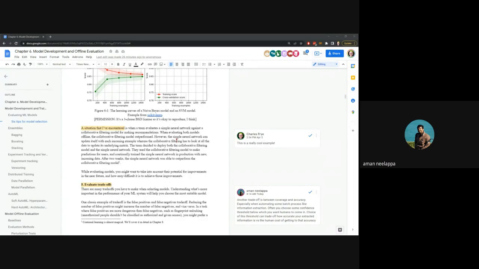So this example, I was a little confused by this example, because there are two things here, right? One is that let's say you have an order of magnitude more data, and now suddenly a much stronger class of models, like neural networks, works. But I think that is not what was pointed out in the example. It was a simple neural network. I don't know exactly what simple means here against a collaborative filtering model. Does it mean like a single layer? I don't know what that means.